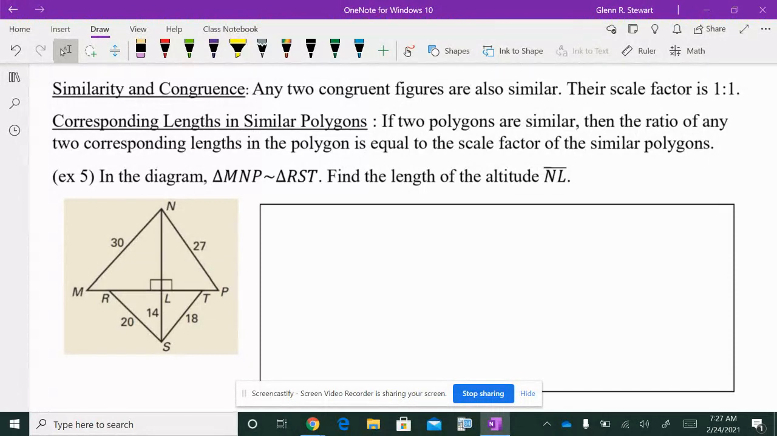Wow, that's a lot. So let's look at exactly what that means here with example 5. In the diagram, triangle MNP is similar to triangle RST. Find the length of the altitude NL. First off, we want to look at those two sides. I'm going to look at the side MN and the side RS. So MN and RS. I could have also looked at the other two, but those are the two right now that I want to look at based on what I know of these two triangles in particular.